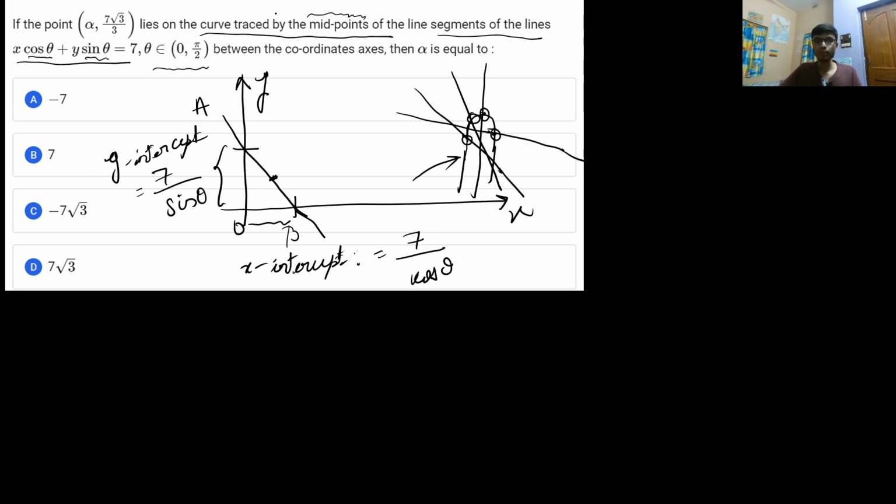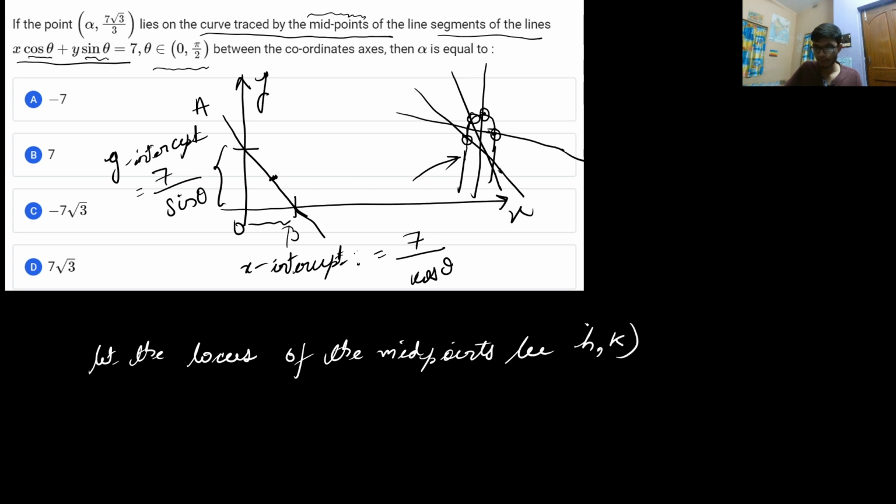Let me label the locus. You all know that a locus problem is always solved by assuming the unknown or variable point as h comma k. So I'm writing, let the locus of the midpoints be h comma k. This is the first step. From here, this is the midpoint of AB, that means this is h comma k.